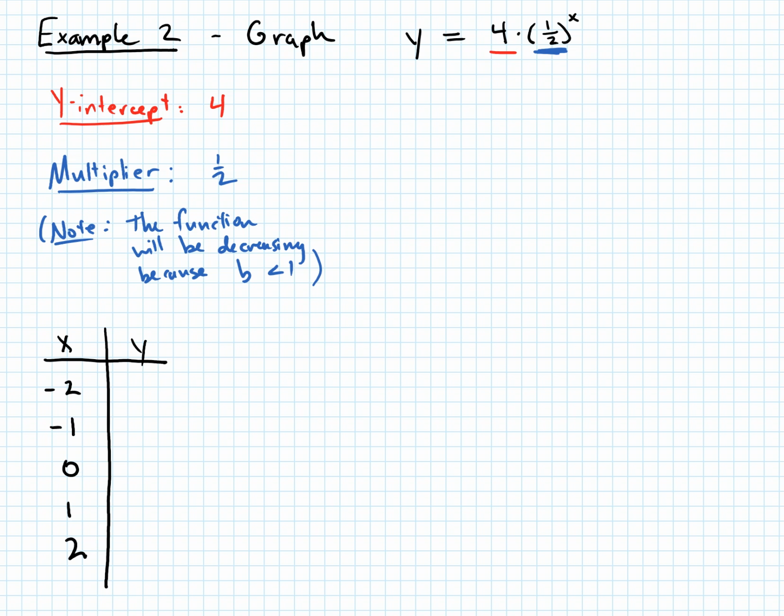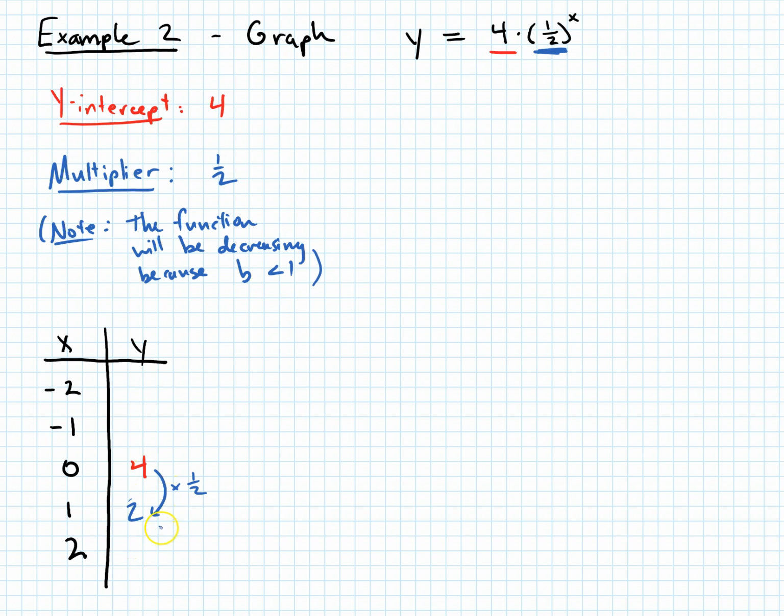These are never negatives, so the y values will always be positive, but it is okay to have negative x values. All right, now I'm going to fill in 4, because that's my y-intercept, 0, 4. What would y be when x is 1? So what do I put right here? I should put 2, right? The multiplier is 1/2, and 4 times 1/2 is 2.